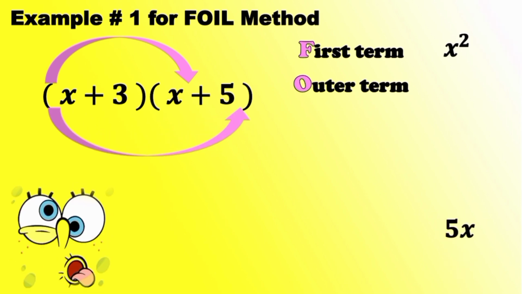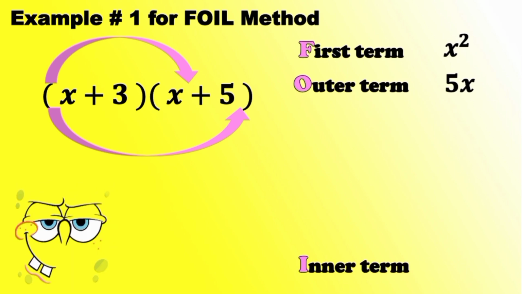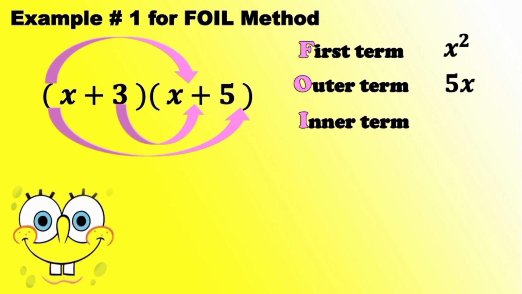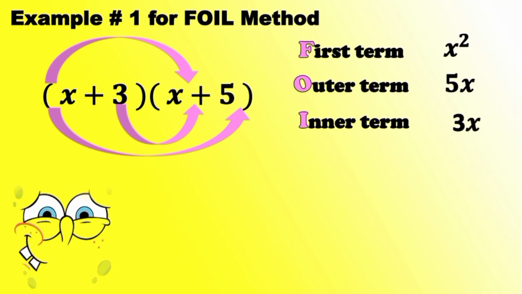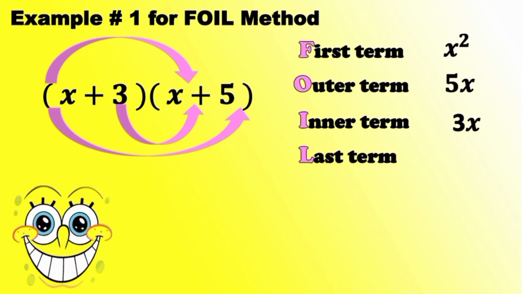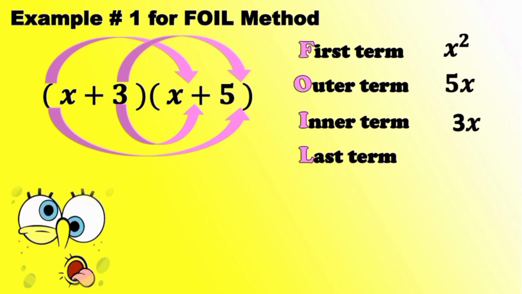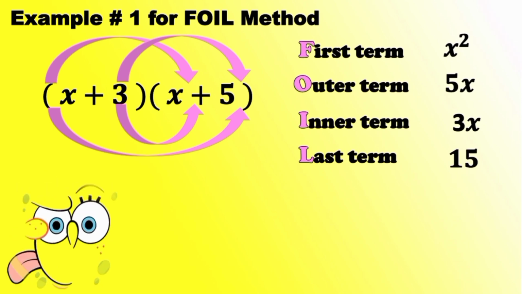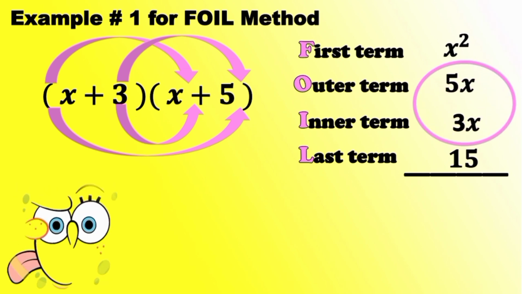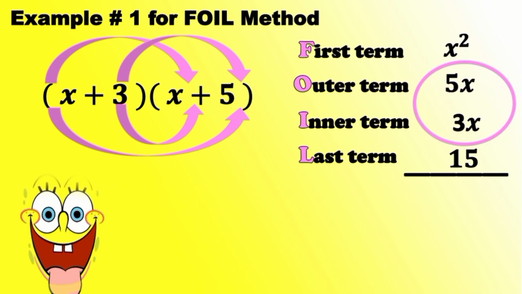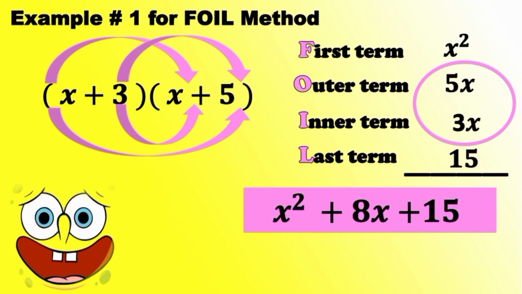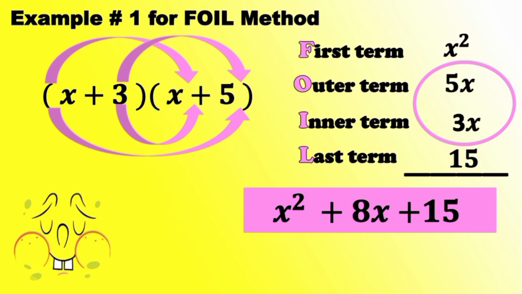That is 5x. I is for inner term. 3 multiplied by x. We have positive 3x. And for our last term, we have 3 times 5 is equal to 15. Now let's add the factors. We can combine similar terms. 5x plus 3x is equal to 8x. So our final answer is x squared plus 8x plus 15.